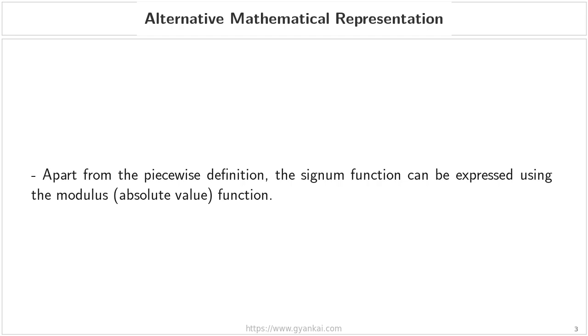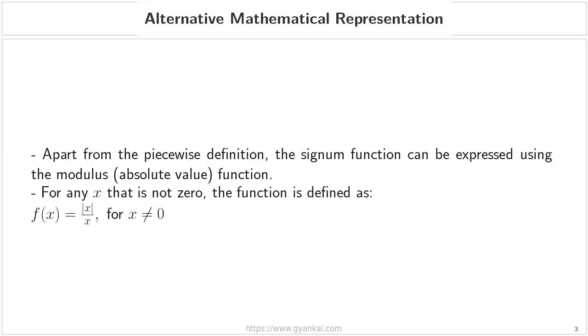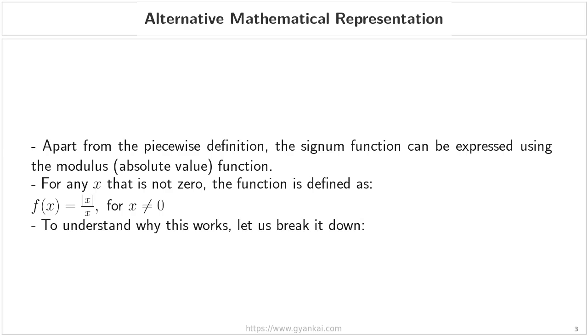Alternative mathematical representation. Now that we have established the piecewise definition of the function, I want to show you something very interesting. Apart from that piecewise definition we just looked at, the Signum function can also be expressed using the modulus or absolute value function. For any value of x that is not 0, the function can be written as f of x equals the absolute value of x, all divided by x, provided that x is not equal to 0. I know that might look a bit different from the definition on the previous slide, so let's break it down step by step to understand why this mathematical shortcut works perfectly.